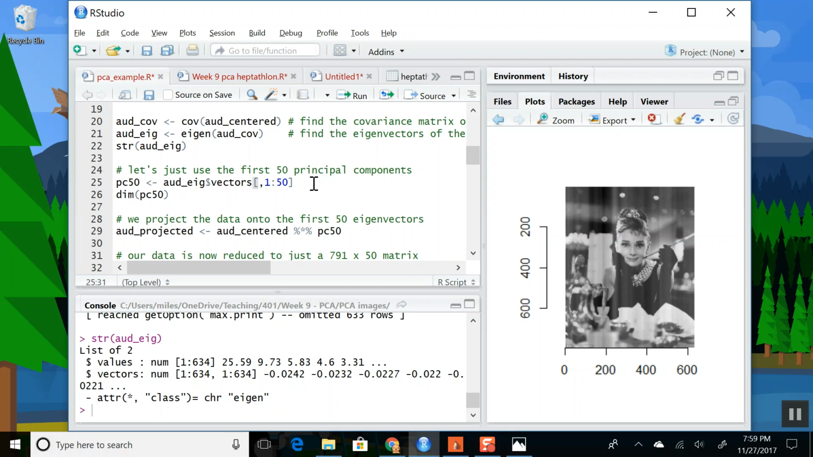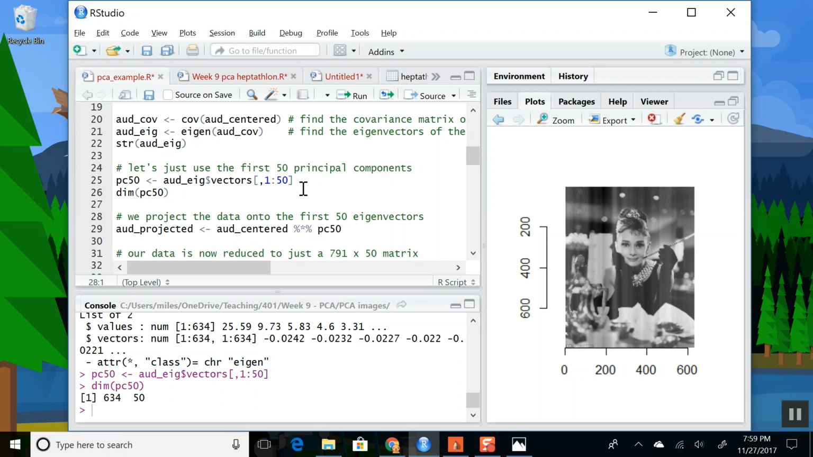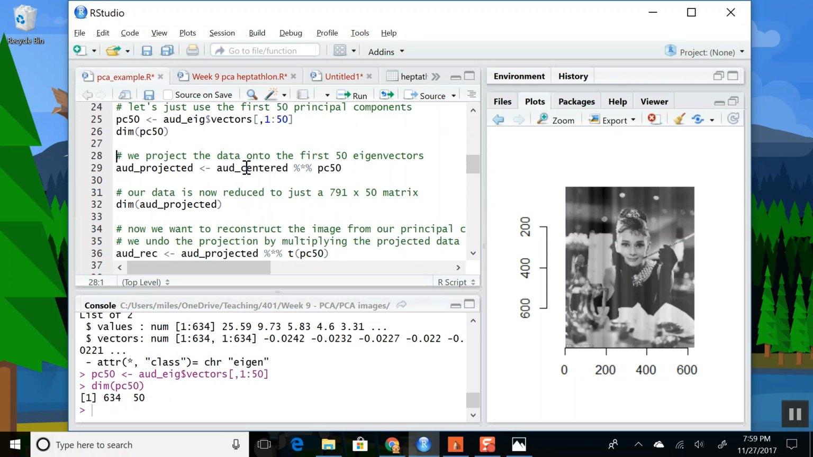So that corresponds to just the first 50 out of the 634 eigenvectors. Okay, so I'm going to call that PC50. And so if I ask what the dimensions of this are, it's 634 by 50. So we've only kept the first 50 eigenvectors. And so I'm going to multiply this centered matrix, so the striped image, against my 50 principal components.